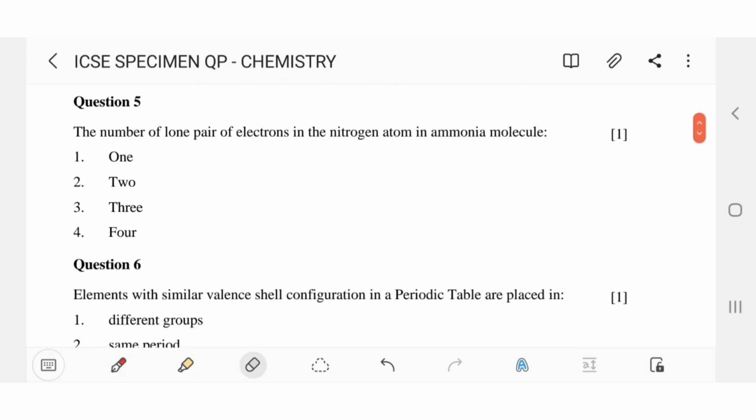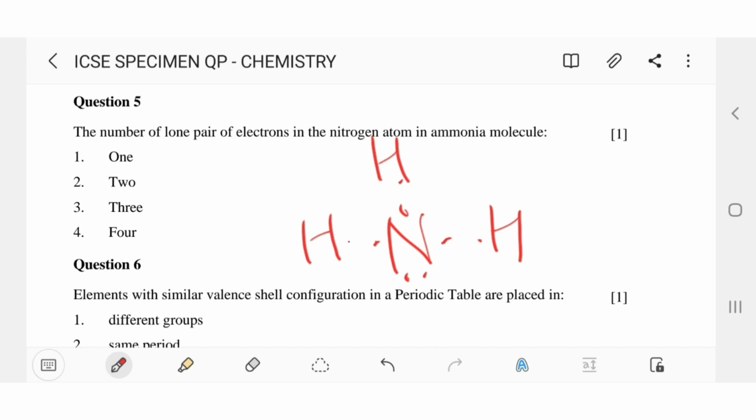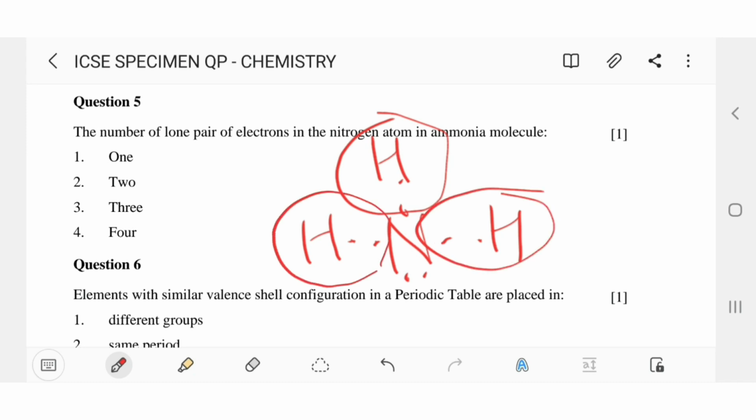The number of lone pairs of electrons in the nitrogen atom in an ammonia molecule. If you see, this is the structure of the ammonia molecule: N, H, H and H, one atom of hydrogen, one atom of hydrogen, one atom of hydrogen. How many valence electrons does nitrogen have? 5: 1, 2, 3, 4, 5. So 3 valence electrons of nitrogen are combined with the 3 hydrogen atoms like this, and 2 valence electrons are free. So how many lone pairs are present in the nitrogen atom? 2 electrons means 1 pair. So 1 is the correct option.